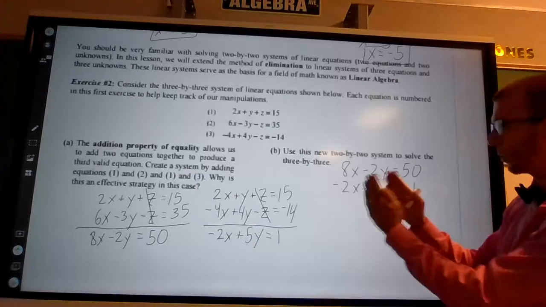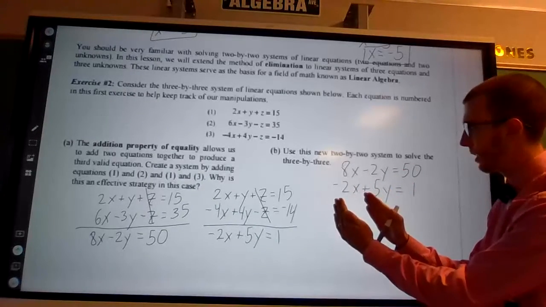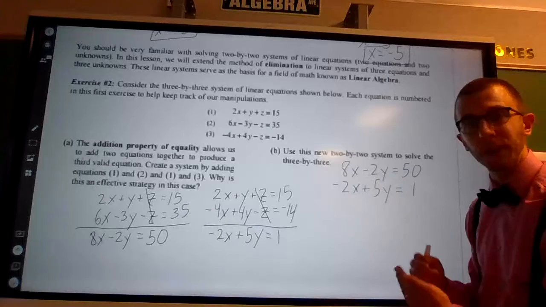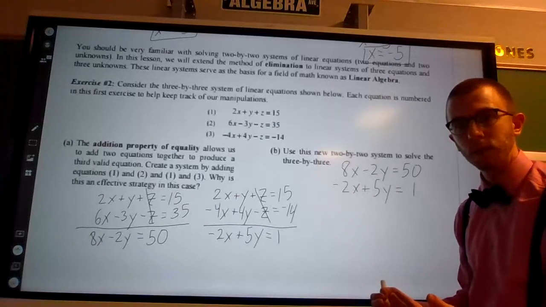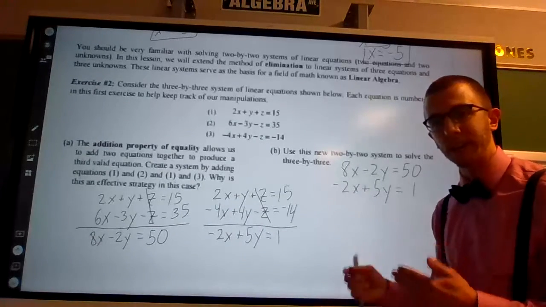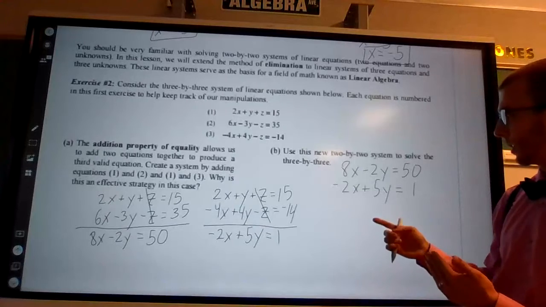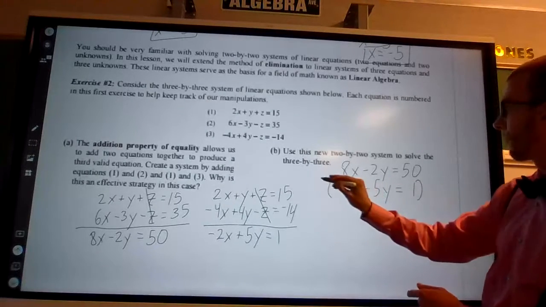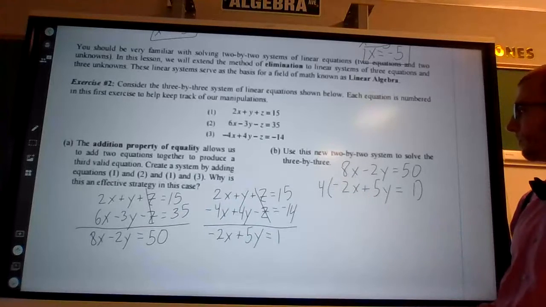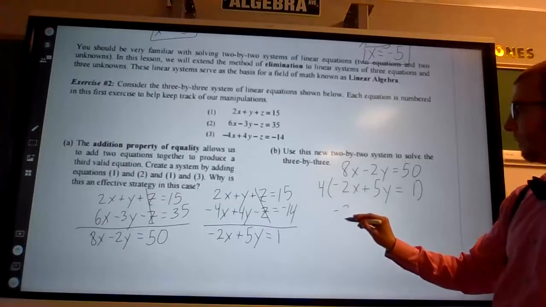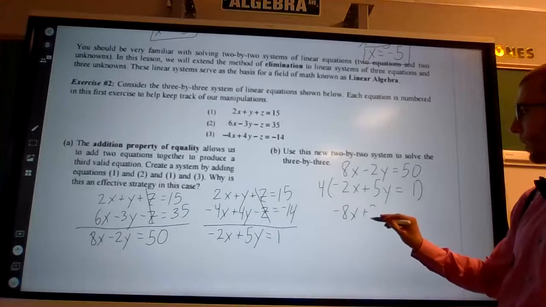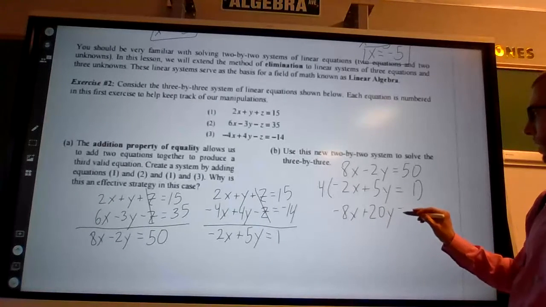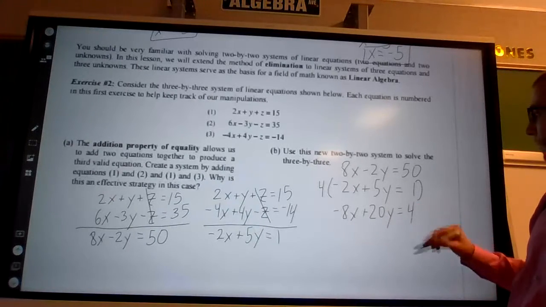Okay, well, hopefully we're focusing on the x's here because both x coefficients are even. That means it will be a little bit easier to get them to be opposites of each other. Okay, we can just multiply this second equation by 4, which gives us negative 8x plus 20y equals 4.